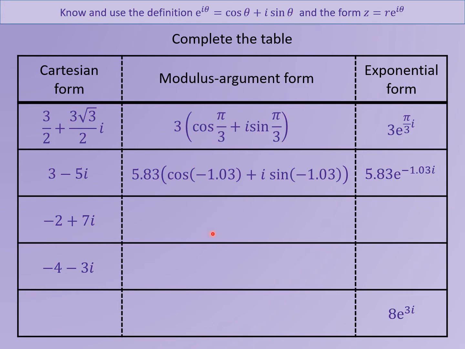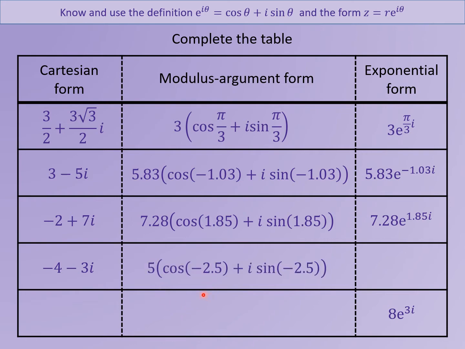Right, think about the position of this. You're going up 7, so I'm thinking it's going to go around to about 1.85. 7 squared plus 2 squared, square rooted, is 7.28. So that's going to give me that in exponential form. This one is more interesting because it goes minus 4 and minus 3. So I need to be very careful whereabouts I put my argument. It's going to be minus somewhere between 0 and pi, so minus 2.5 sounds good. 3 squared plus 4 squared, square root, is 5. Therefore, my exponential form is 5e to the minus 2.5i.